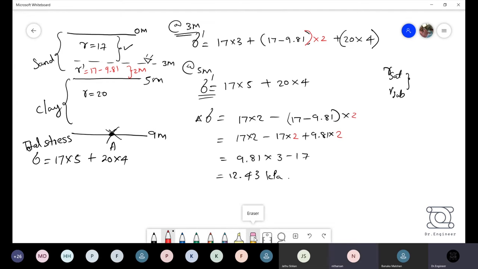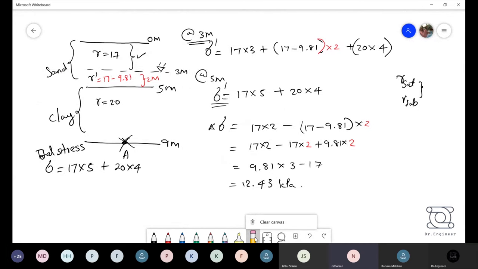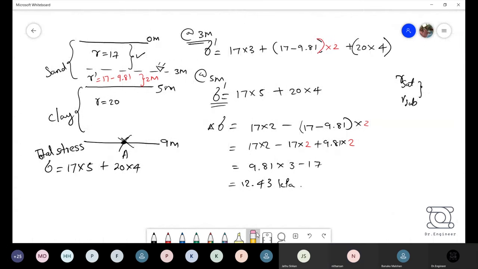Bulk density will increase, no? Sorry, sir. Total stress will increase, no? If you change the water table from 5 meter to 3 meter, then the total stress at that point will increase, no? It might increase or it might decrease. We don't know what happens to the total stress unless you know this value.